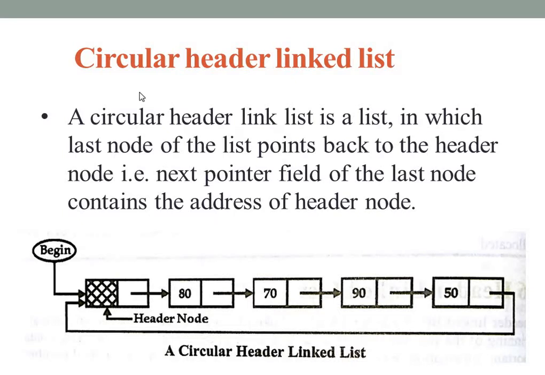As you can see in the diagram, this is the header node, this is the first node, this is the second node, this is the third node, and this is the fourth node. So this is the last node, and it will not contain the null pointer. The next pointer field will contain the address of the header node, so it is connected back to the header node. Okay, so this is the circular header linked list.